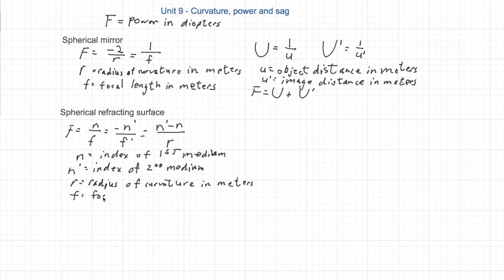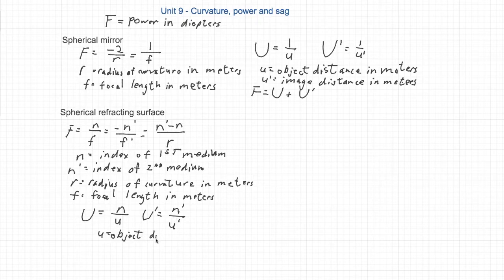F is the primary focal length measured in meters. F prime is the secondary focal length measured in meters. Big U is the curvature of the incident wavefront. It equals n over little u. And big U prime is the curvature of the refracted wavefront, and it equals n prime over little u prime, where again little u is the object distance in meters, and little u prime is the image distance in meters.